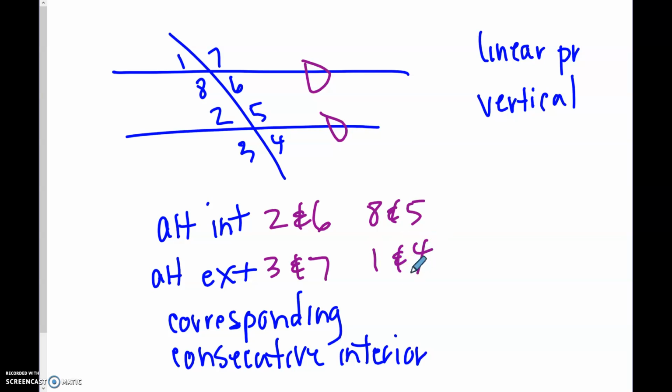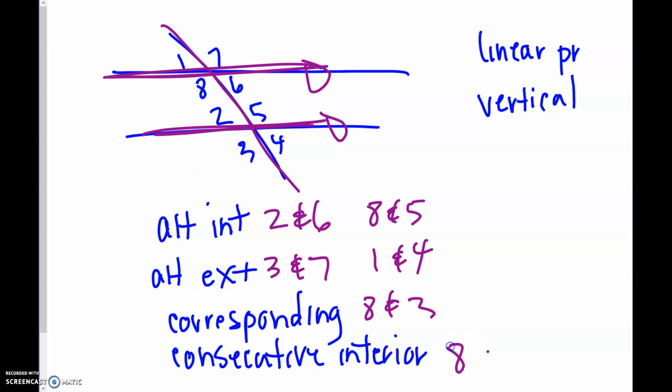Corresponding angles. Now there's a lot of corresponding. Let's just pick 8 and 3 because according to the lines, 8 and 3 are both below. And then according to the transversal, they are both to the left. So they have to be in the same place, exact same place. Consecutive interior are 8 and 2. Now, if you wanted to say 8 and 6 because they're right next to each other, those are a linear pair. Okay, and then we have our vertical angles, which are 7 and 8. And I think you got those pretty darn good.